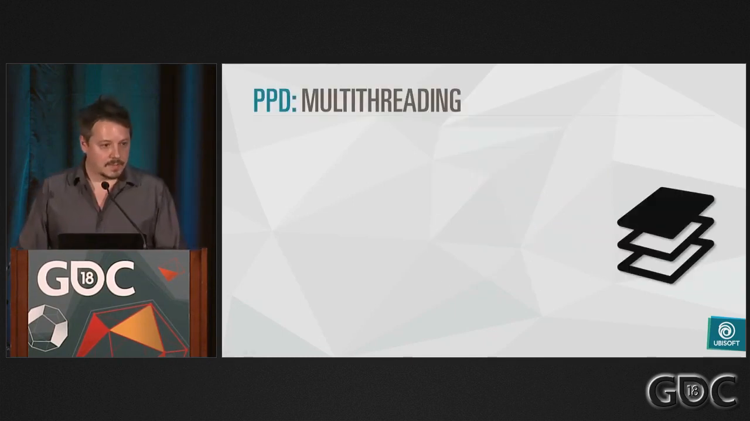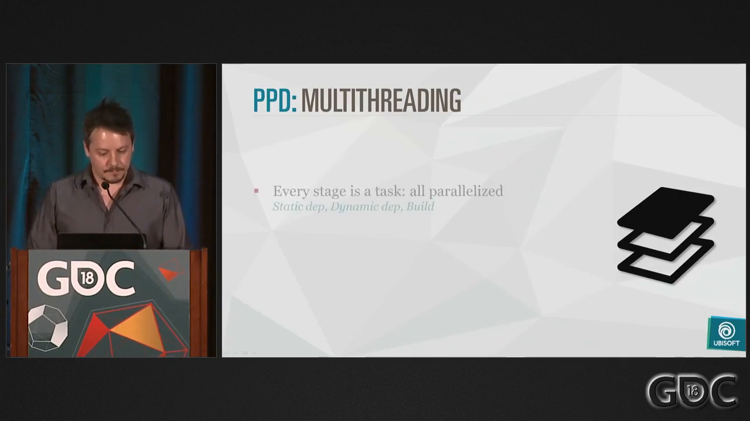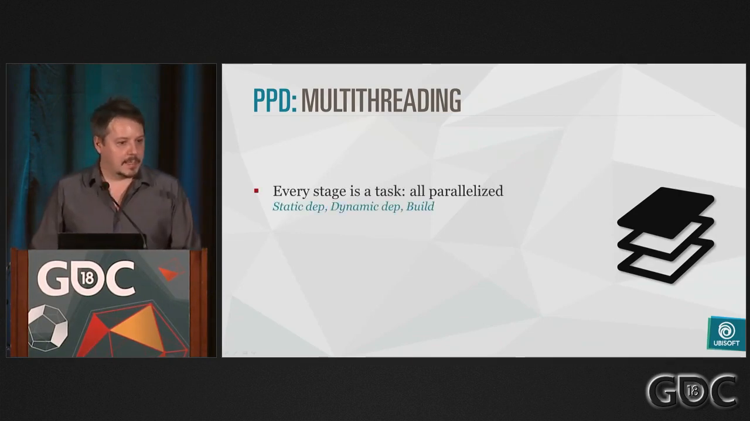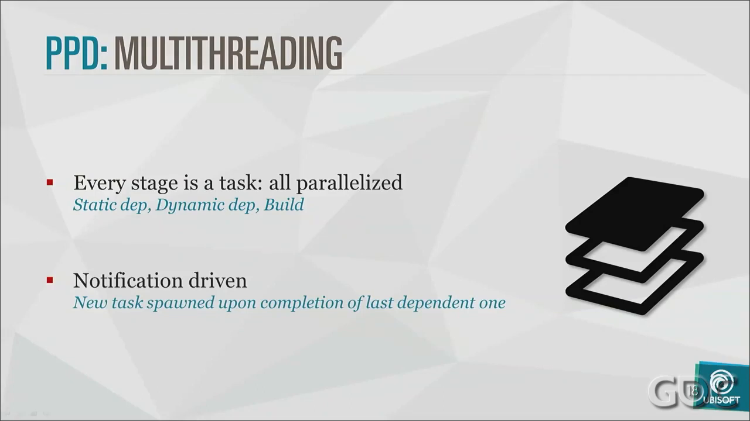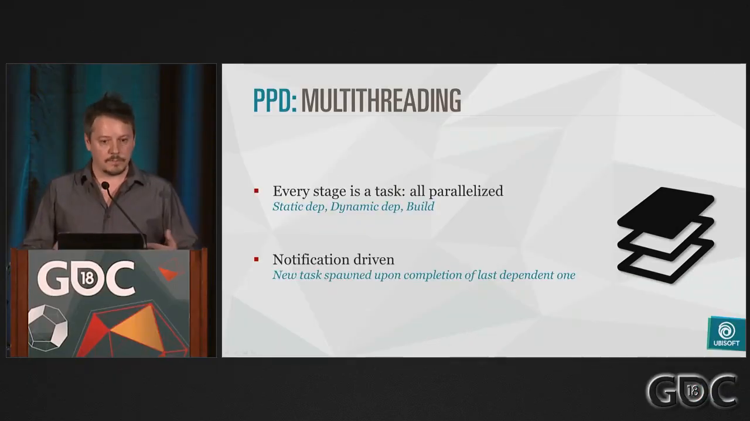One last strength I'd like to talk about in our system is the multi-threading. Here, every stage is a task. What I mean by that is the static dependency injection is a task. The dynamic dependency injection is a task. The build itself is a task. They're all separate tasks that can be parallelized. And everything is notification driven. So you spawn a task for your dependency, you register a notification. And when you receive the last notification of your dependencies, you know that you can move to the next stage.